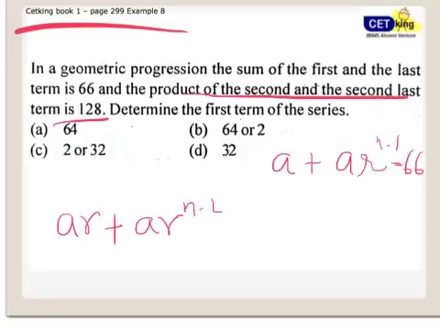Last term is n minus 1. Second last term is n minus 2. Fine. The product is 128. Find the first term of the series. So you find the value of a. Sorry, product, so this is multiplication.